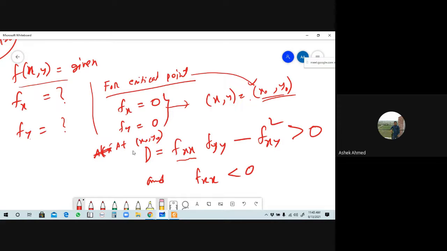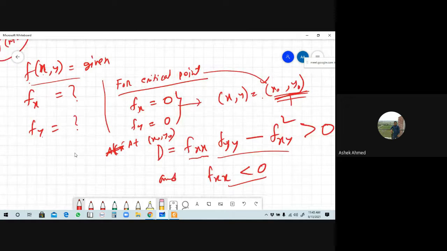We have the function f of x, y having a maximum value at the point x naught, y naught. If these two conditions are satisfied, then we can say that f of x, y will have a maximum value at the critical point x naught, y naught here. Okay, so you have to see this concept here again.